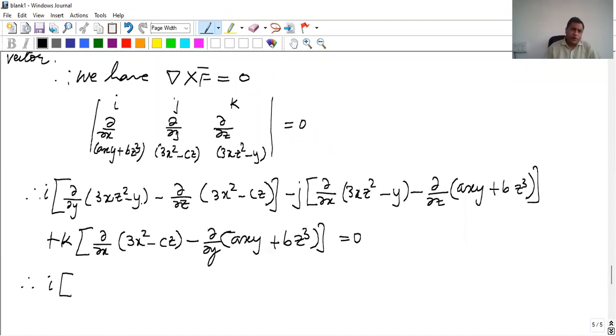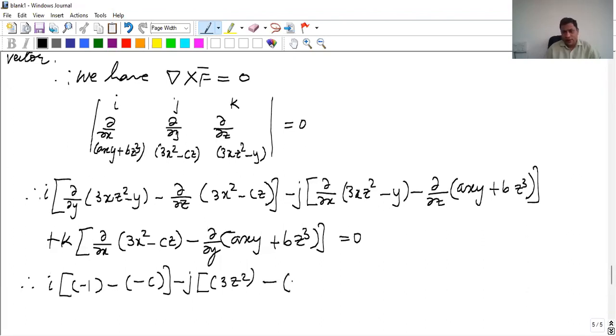Now we have to find the derivative with respect to y. So it is going to be minus 1 minus. Here we have to find the derivative with respect to z. So this is minus c minus j. Here we have to find the derivative with respect to x. So it is going to be 3z square minus the derivative with respect to z.